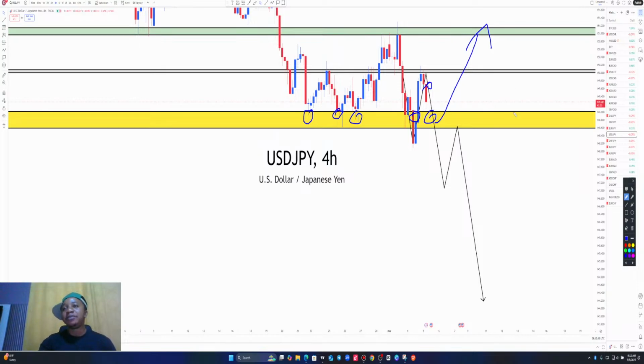So you don't want to be in that position, so we are going to gladly wait for price to break below, give us a lower low, a lower high, and then we can sell all the way to the downside of this pair. So that's it also for USDJPY. All right, let's move to the next pair very quick.